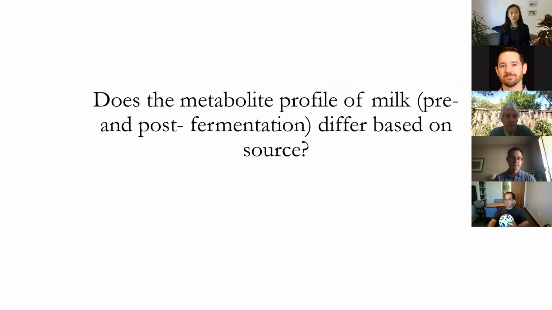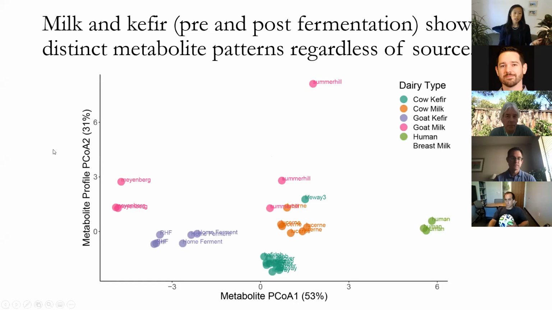From here, we're interested in whether the metabolite profile of milk pre and post fermentation differed based on source. So before we're looking at where did the milk come from, now we're looking at milk and kefir. What we saw with the metabolite profile, again, things that are close together mean that they're similar to each other. The milks are all on the bottom. So this is goat milk, cow milk, and human breast milk.